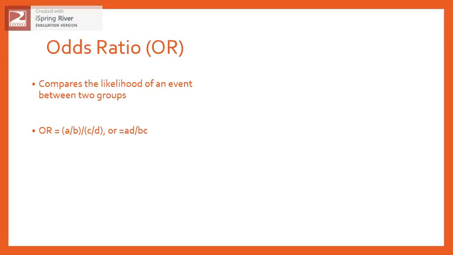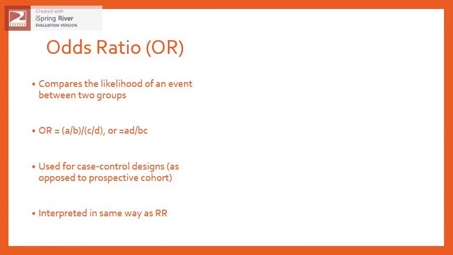Okay, we've talked about 2 of the 3 measures of association. The third is the odds ratio. It's going to be abbreviated OR, and it compares the likelihood of an event between 2 groups. So it's pretty similar to relative risk, but we'll talk about why it's different. It's calculated A over B divided by C over D, and it's used for case control designs.